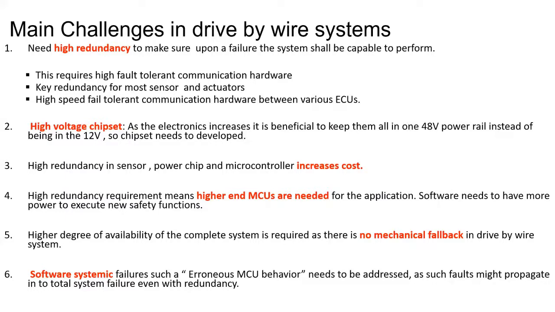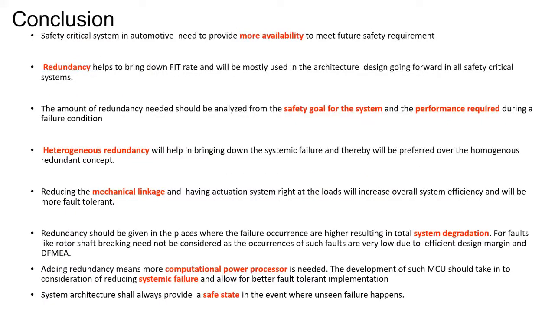Software systemic failures, such as erroneous MCU behavior, need to be addressed. We need to make sure the systemic failures are considered. So the conclusion is that safety critical systems in automotive need to provide more availability to meet future safety requirements. Redundancy helps to bring down the FIT rate and will be mostly used in architecture design going forward in all safety critical systems. The amount of redundancy should be analyzed from the safety goal, system, and performance required during a failure condition. Heterogeneous redundancy is a better concept. Reducing the mechanical linkage and having the actuation system right at the loads will increase the overall efficiency and be more fault tolerant. So that's a better system.